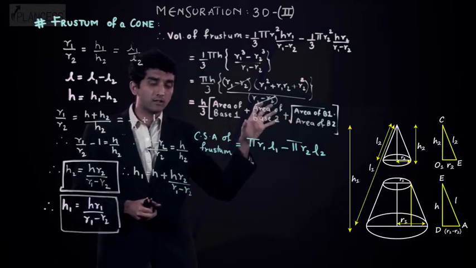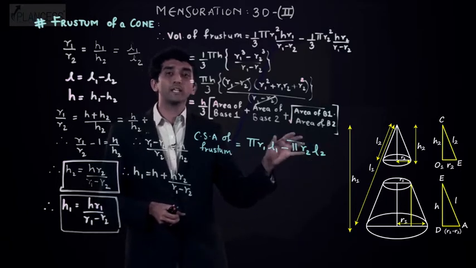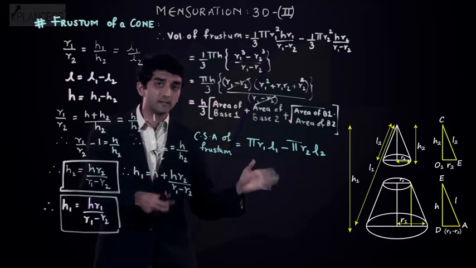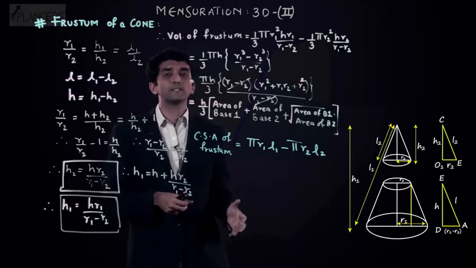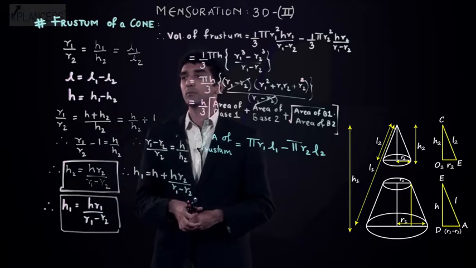These two things are the volume of a frustum, which is pi h by 3 into R1 square plus R1 R2 plus R2 square, and the curved surface area or lateral surface area of a frustum, which is pi into L into R1 plus R2. And as I said, there's one more important thing.